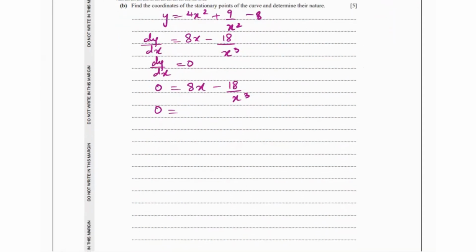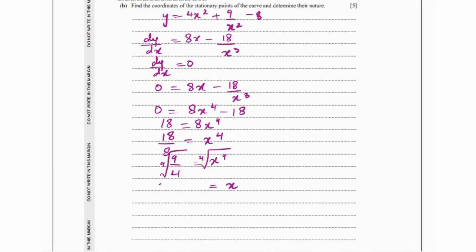So that's going to be 8x to the power 4 minus 18. 18 equals 8x to the power 4. 18 divided by 8, that's going to be 9 over 4. Find the fourth root of that, and that gives us plus or minus 1.225.